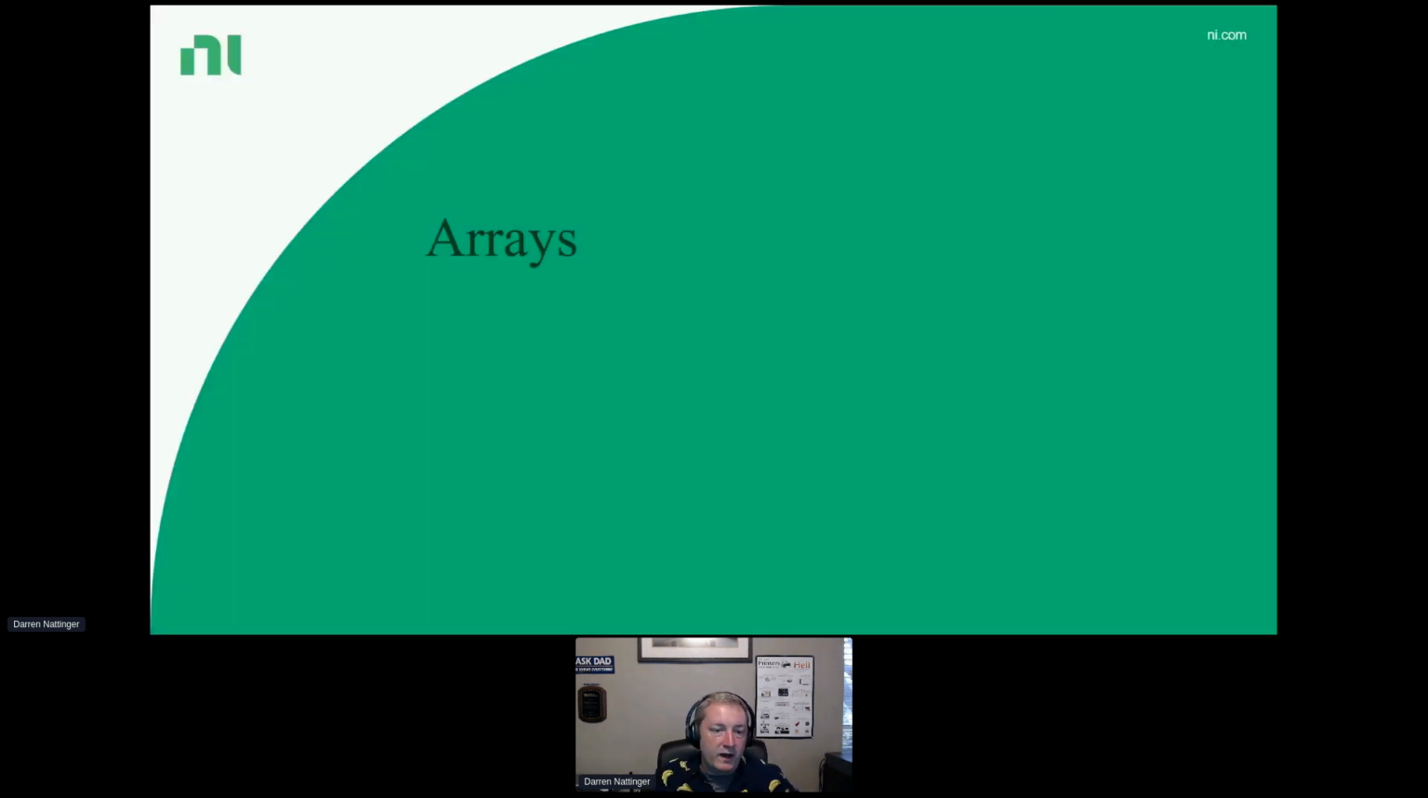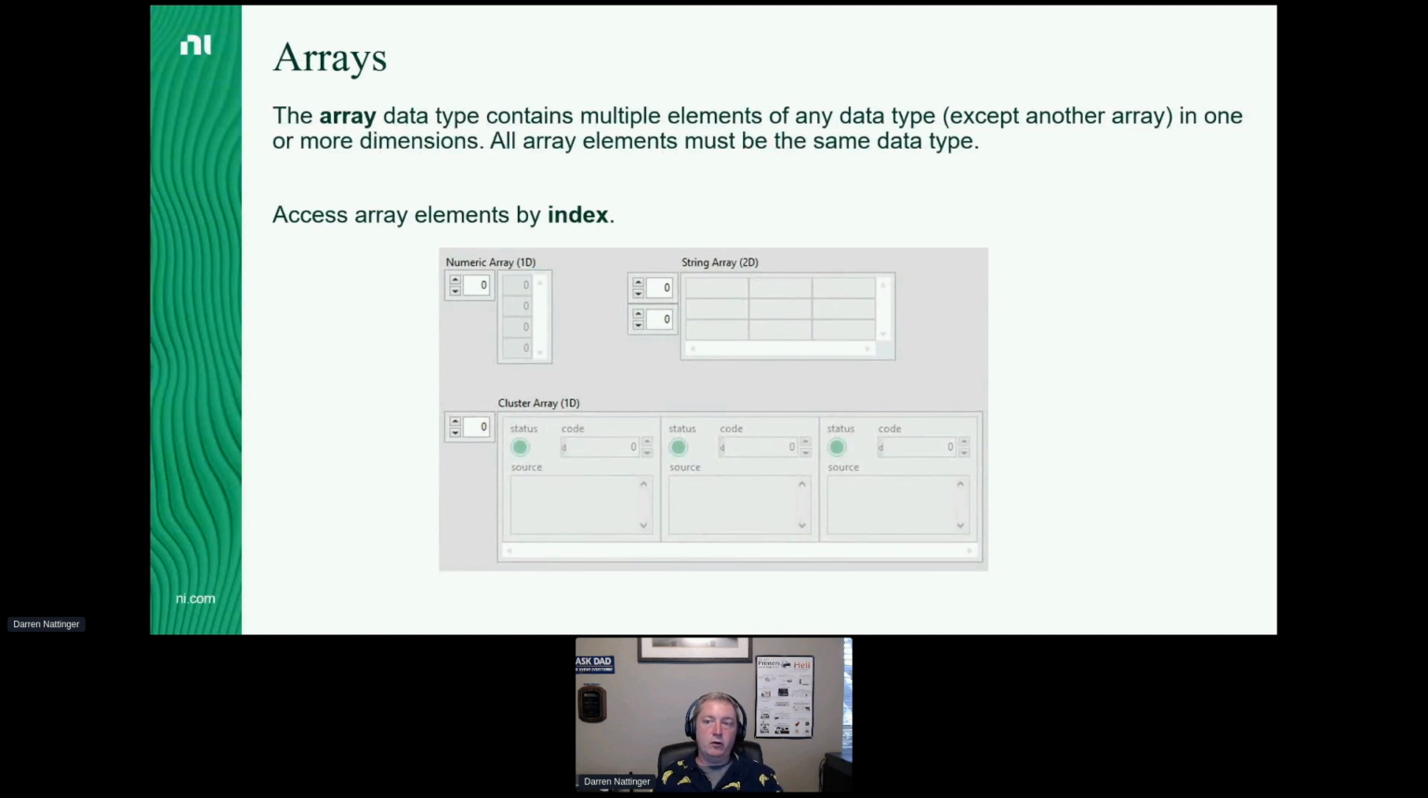So let's talk about arrays. We talked about a collection of characters before in a string. Now we're talking about a collection of pretty much anything. An array can contain multiple elements of a data type and multiple dimensions. The array can have any element type except for another array. And we can see in the slides, I've shown a few illustrations of an array of numerics, an array of clusters, etc.